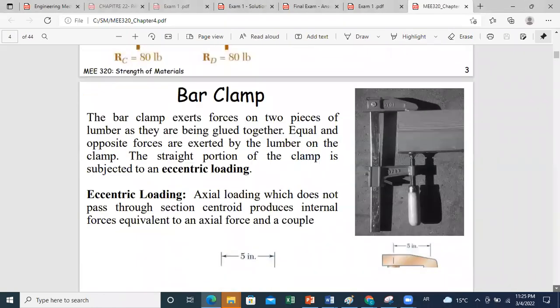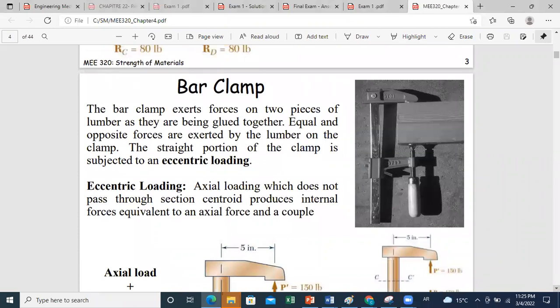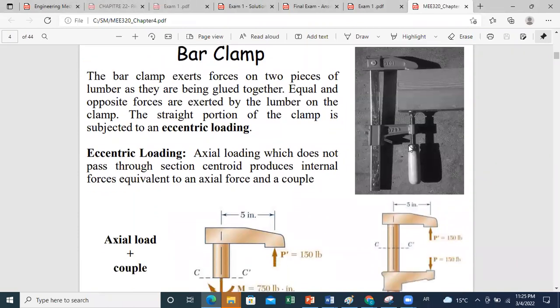Now, let us take other examples where you can encounter, let's say, bending effects. Not always, whenever you say pure bending, you only have bending. You can have other examples with bending moment and, as we said, normal force or shear force. So for example, if you consider the bar clamp example here, we have a bar clamp that exerts forces on two pieces of lumber as they are being glued together. Equal and opposite forces will be exerted by the lumber on the clamp, and the straight portion of the clamp is subjected to an eccentric loading.